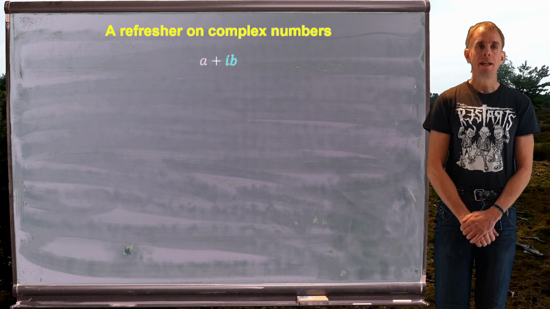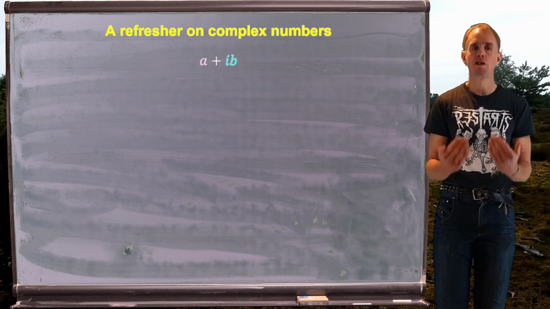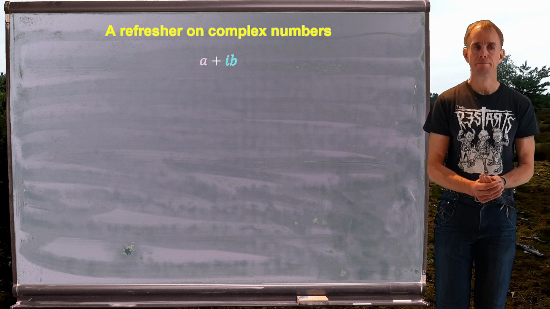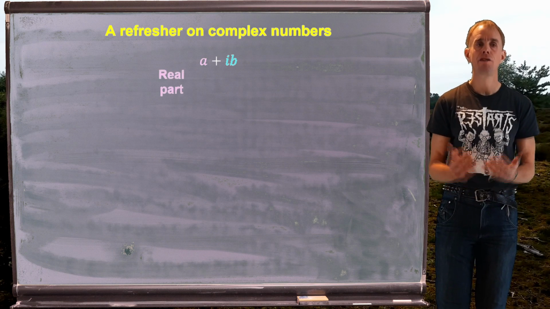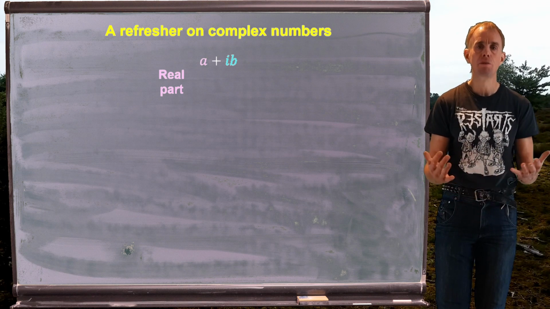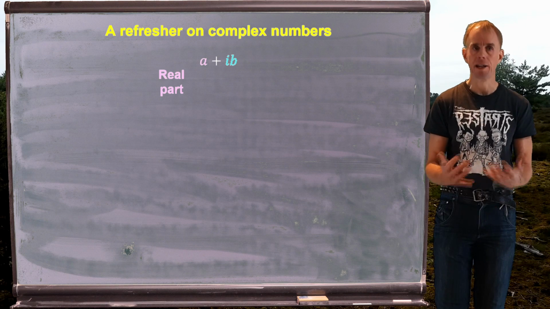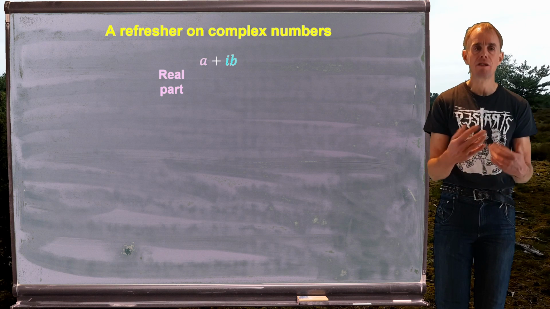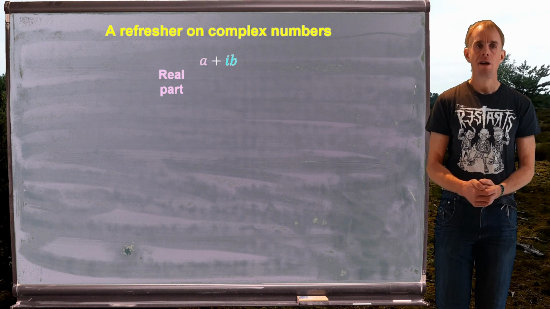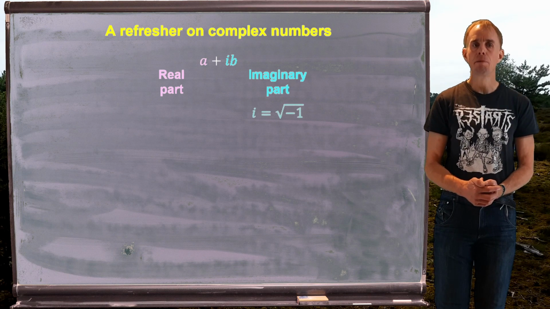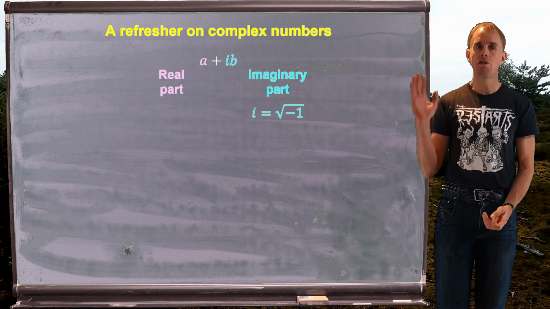Now, let's say we have an arbitrary complex number, a plus ib. Now, a is a real number. It's the sort of numbers we use in everyday life: 1, 2, 3, pi, that sort of thing. We can easily process what that is. Now, the imaginary part, ib, involves the square root of -1.